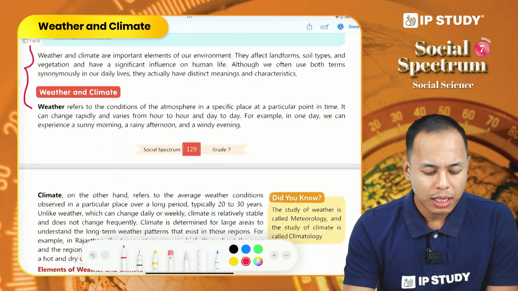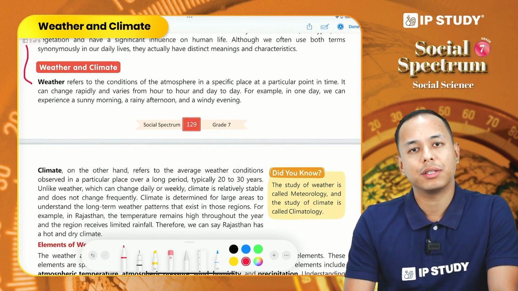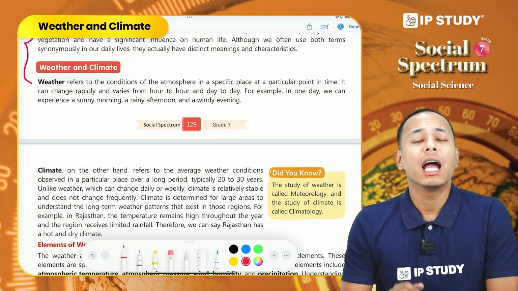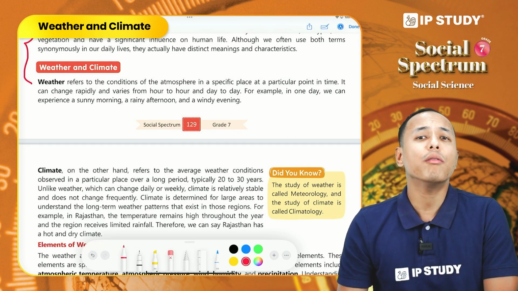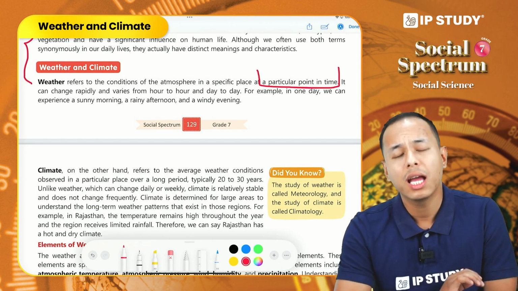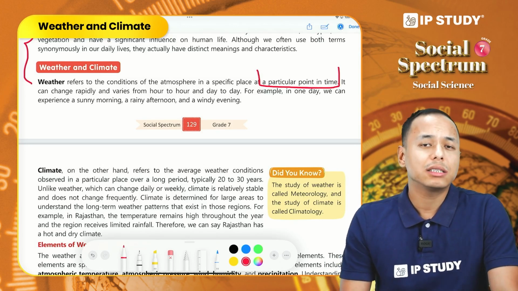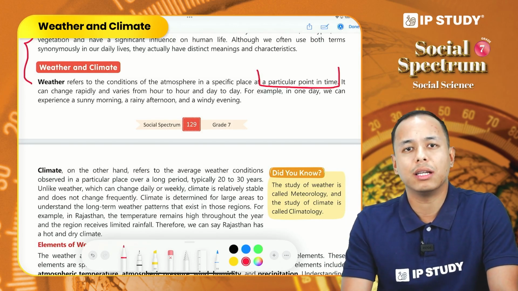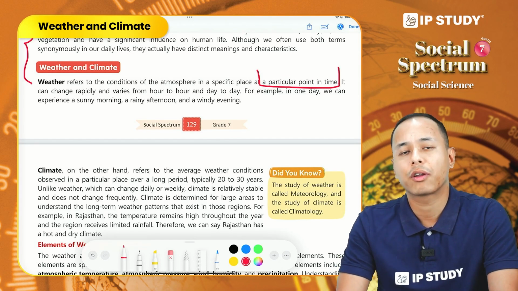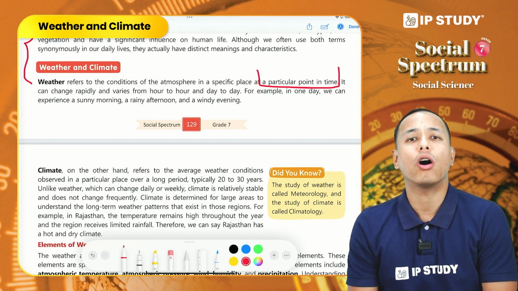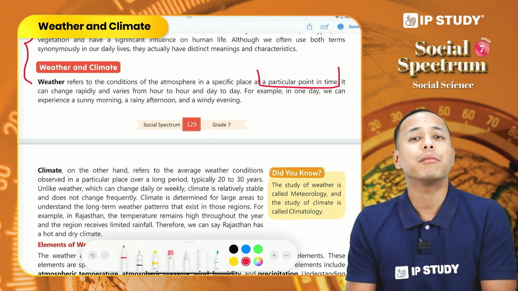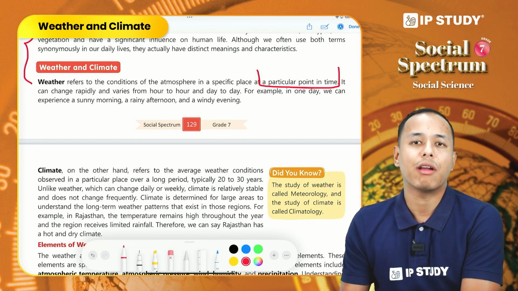Now let us understand what weather means. Weather is defined as the atmospheric condition of a particular place at a particular point of time. One important characteristic of weather is that it changes rapidly, even from hour to hour or from one day to another. For example, the weather can be very hot or sunny at 12 o'clock, but after an hour it can become cloudy, so it changes rapidly.